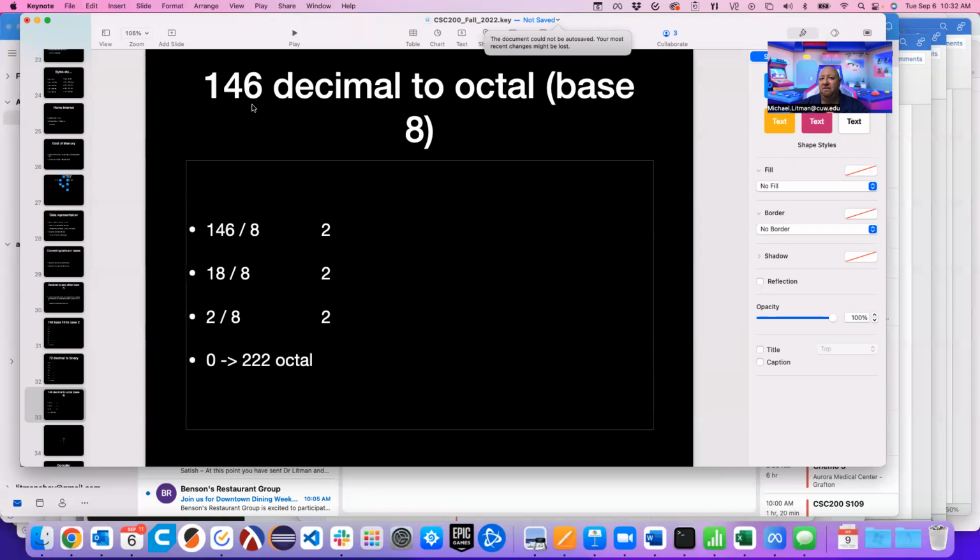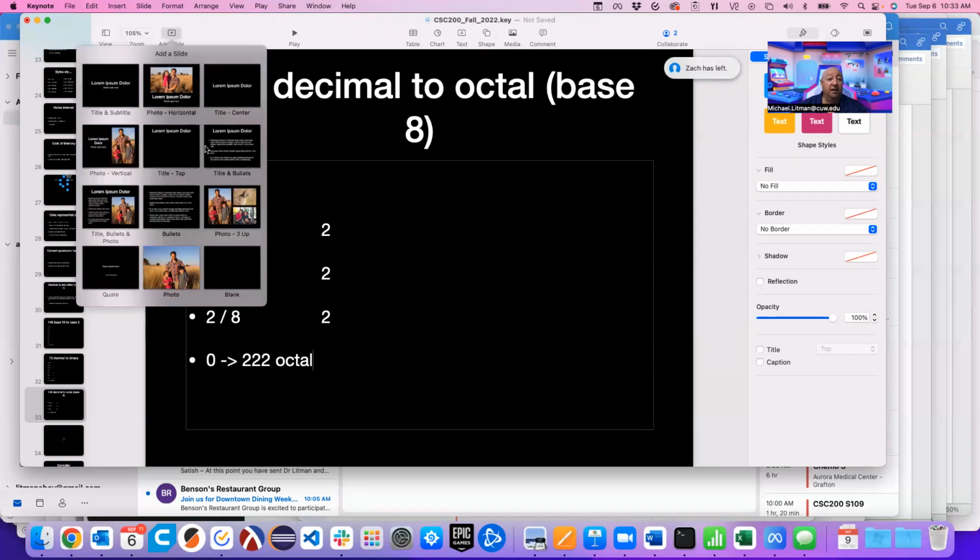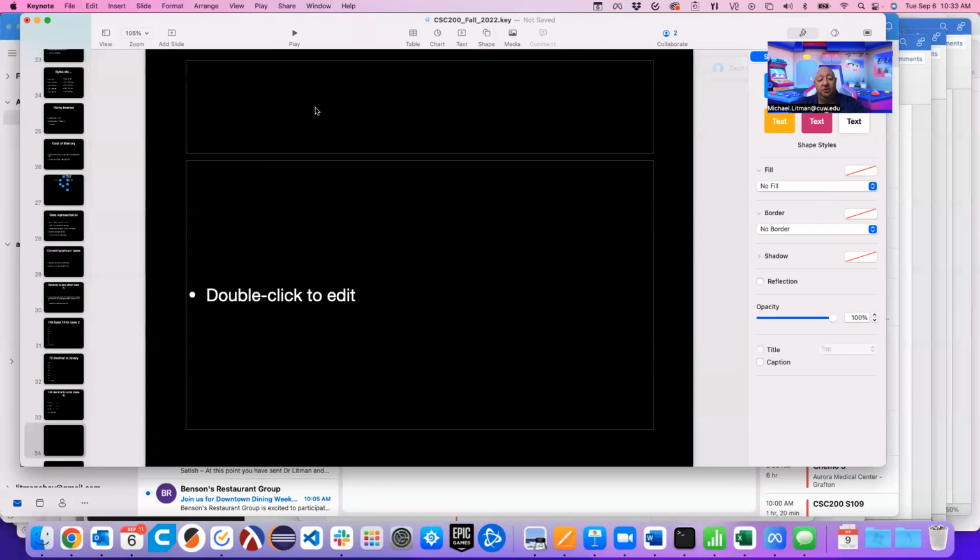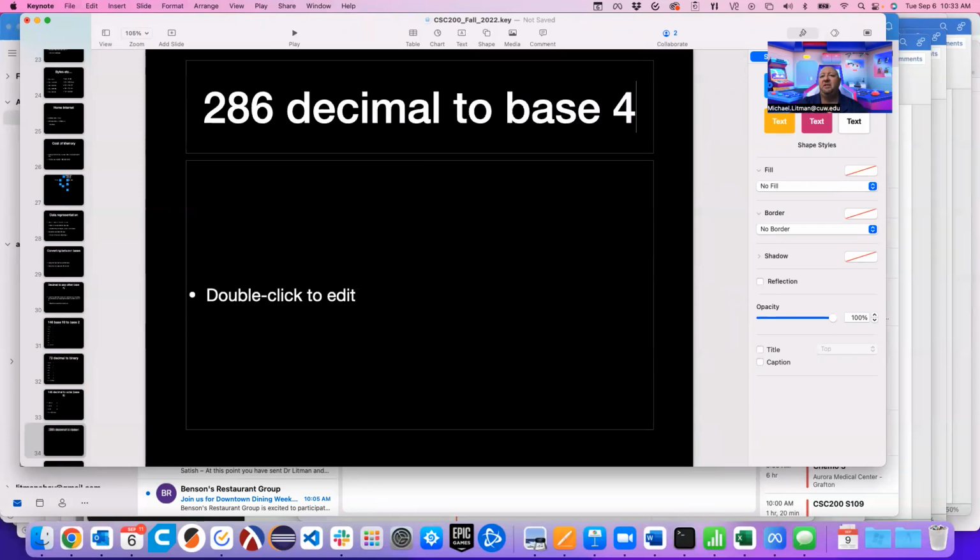So that's converting a decimal number to octal. See, it's the identical pattern, right? The only thing I changed is what I was dividing by. All right, so let's do 286 decimal to go to base 4. Take about 3 or 4 minutes and try to do this yourself. I'm not collecting it or anything, so just practice it and do your best, and then we'll go through it together.